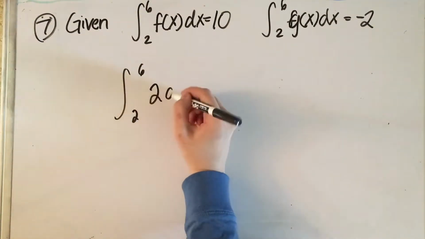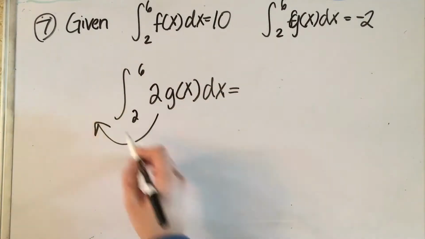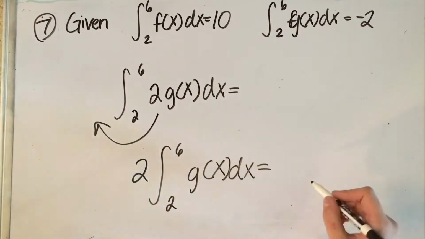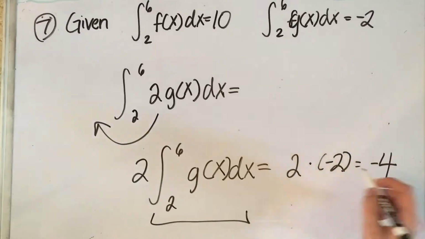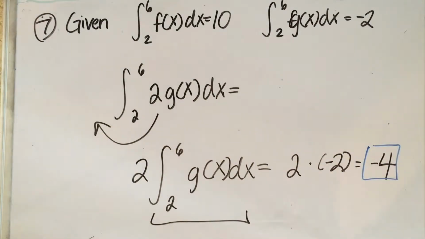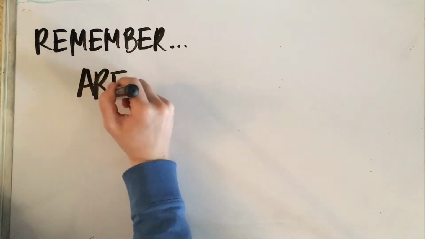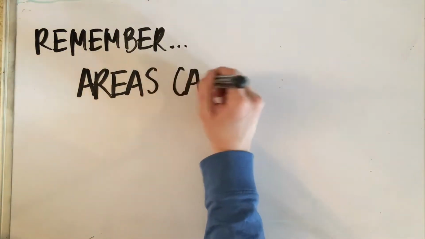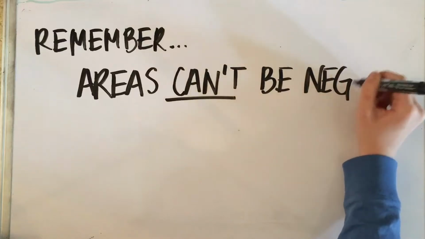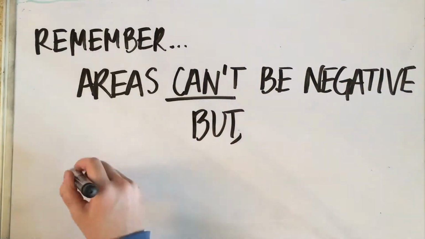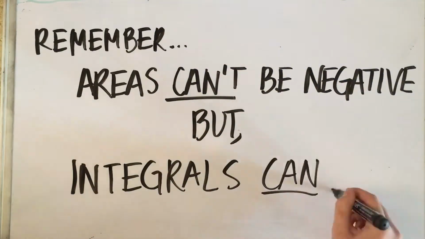Given the same integrals, the integral from 2 to 6 of 2g of x dx equals 2 times the integral from 2 to 6 of g of x dx. We know from properties. We can plug in our numbers and solve easily to get -4. An important note to remember is that areas cannot be negative, but integrals can.